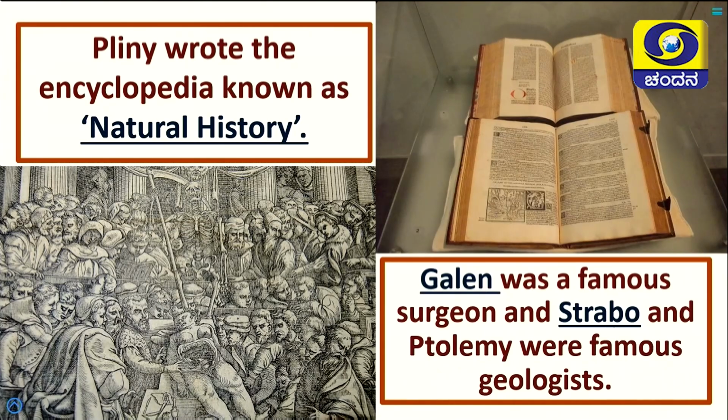Children, do you know anything about the encyclopedia? An encyclopedia is written information about a matter or a thing. Even in olden times, Pliny, a historian, created an encyclopedia known as Natural History. Galen was the famous surgeon during that time. Strabo was the famous geologist. The surgeon is performing surgery here, you can see that.